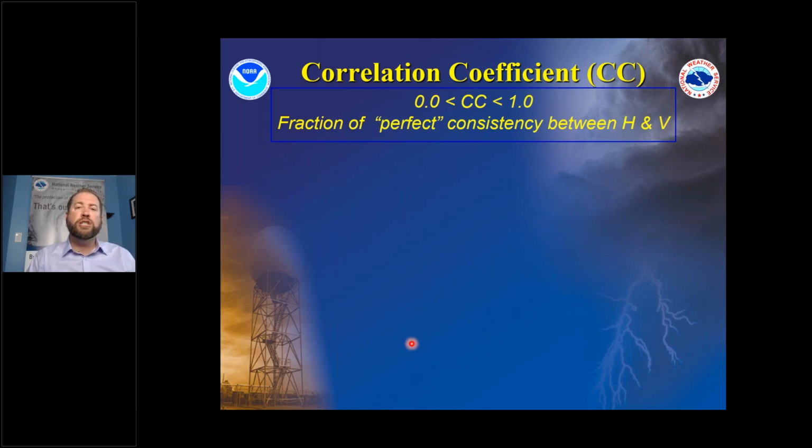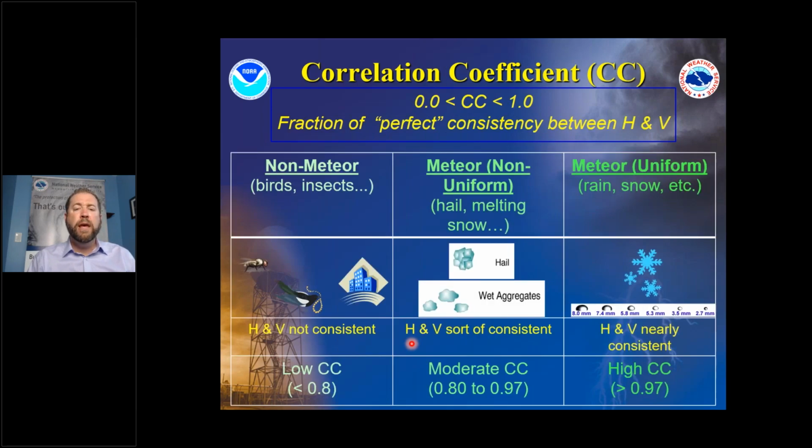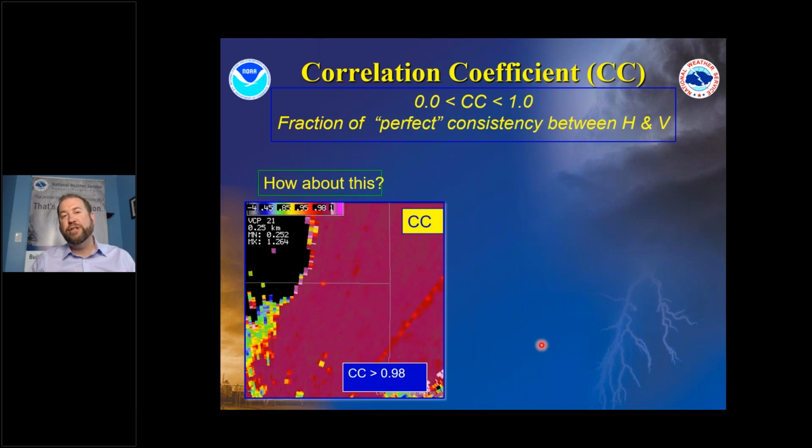So that's where the correlation coefficient really comes in. And so I'll give you some examples of that. If we have anything with correlation coefficient greater than 0.97, it's very uniform. It's all rain, it's all snow. Once that value starts to drop below 0.97, that means we're getting some mixed. So it might be hail or melting snow. And anything less than 0.8 is non-meteorological. It could be debris, we'll talk about that in a second, or it could be birds and insects. I don't expect you to know or remember these numbers, but I want to show you this, then I can show you the pictures, because to me, the pictures speak volumes.